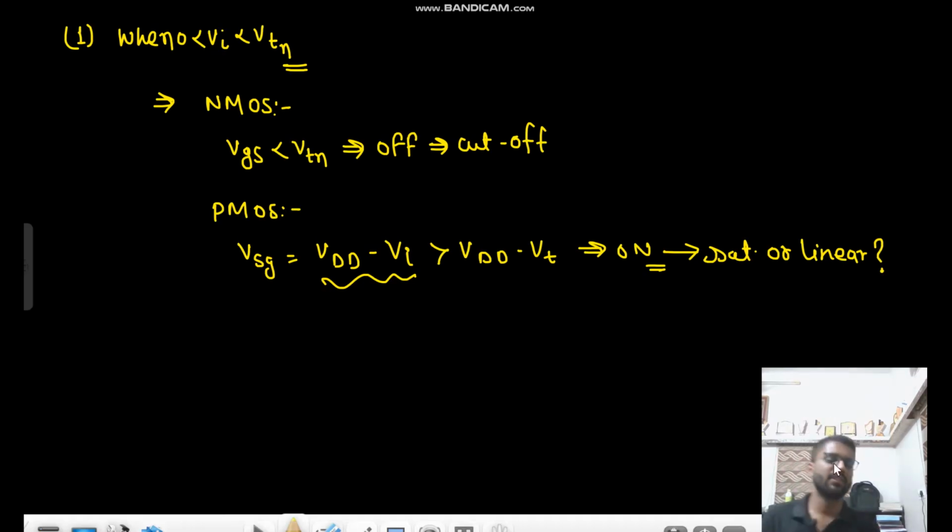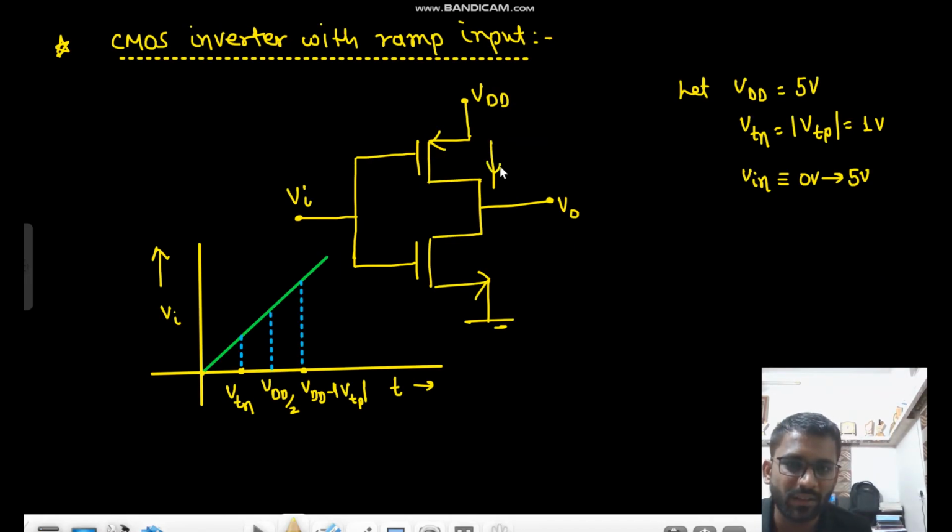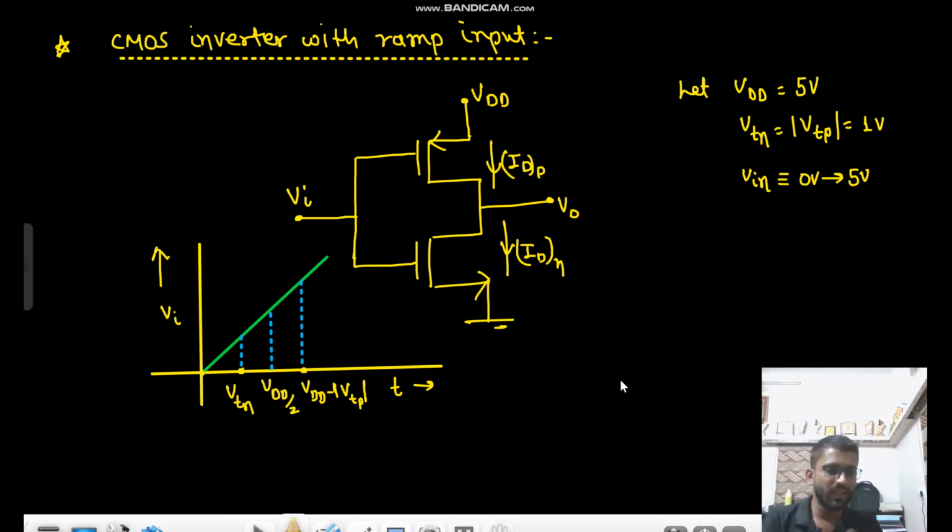Just take your time and think about it. Saturation or linear. I will give you a hint. The current in both of the devices would be the same, right? IDP would be equal to IDN. This is the fact, the same current is flowing. Now, if you say there will be some load connected there that can take some current, the load will be very high, so it won't take any current. So IDP is equal to IDN. That's why I have connected no load here. So just think about it.